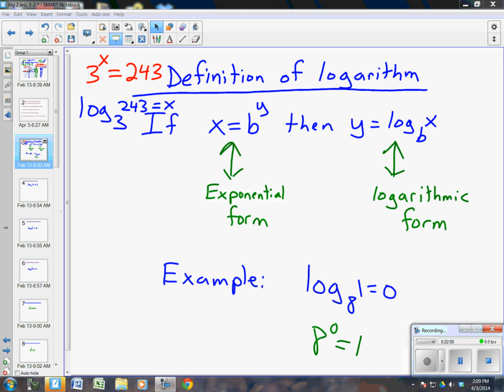Okay? Does 8 to the 0 equal 1? Yeah. Okay, now this next part I want you guys to do is a sage and scribe.